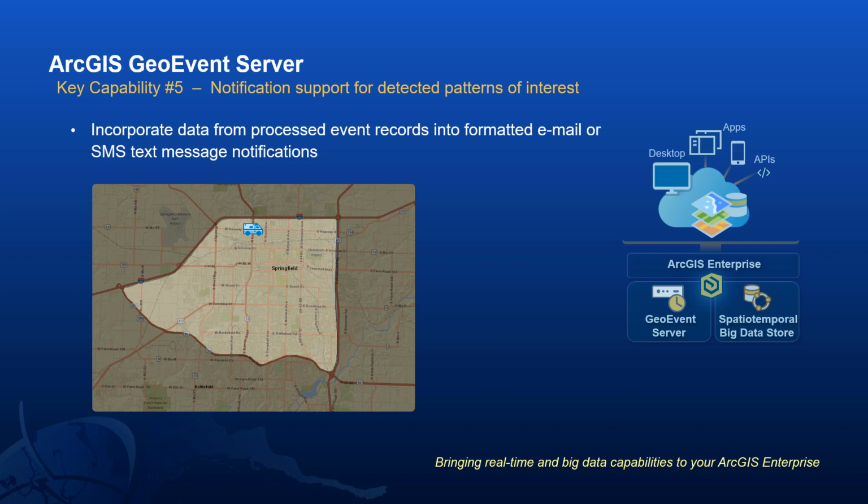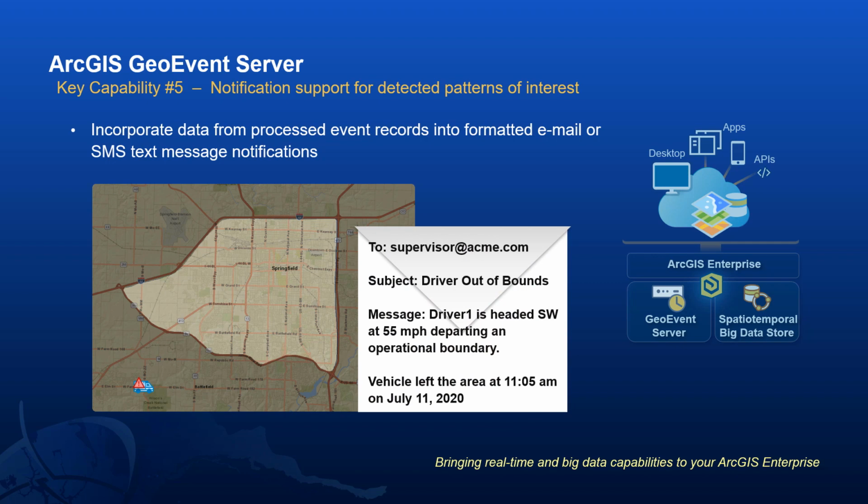So GeoEvent Server offers several methods for actuation. Two popular ones are sending an email or a text message. And we can see in the example before us that as soon as this monitored vehicle leaves the geofenced area, an email is generated notifying a supervisor of the event.